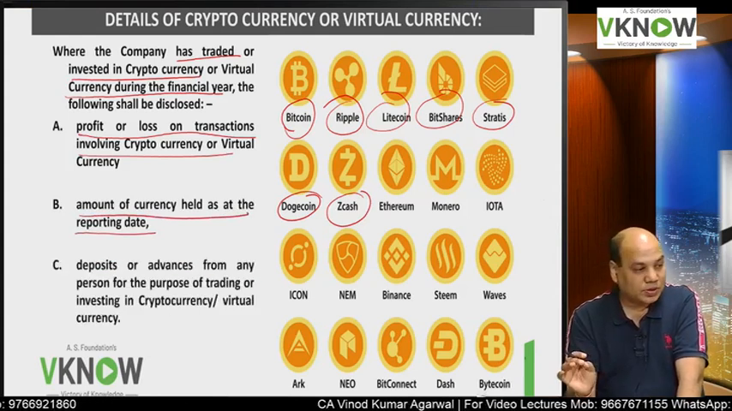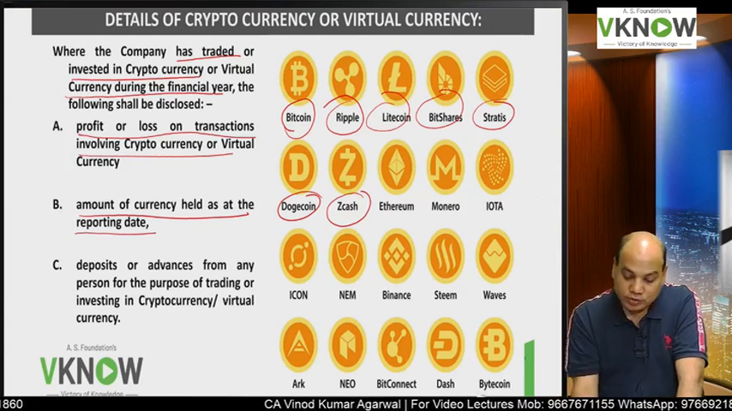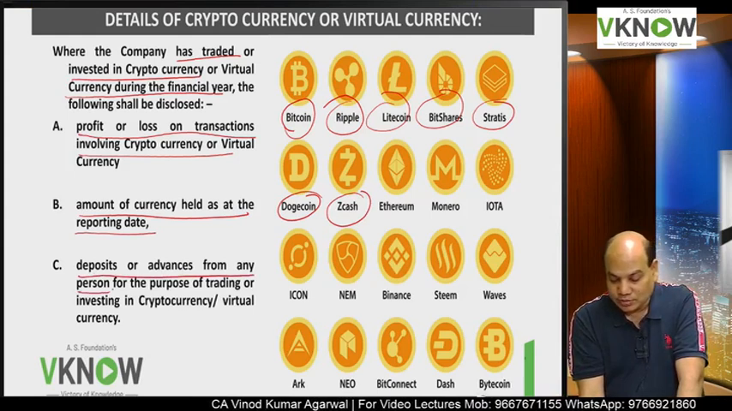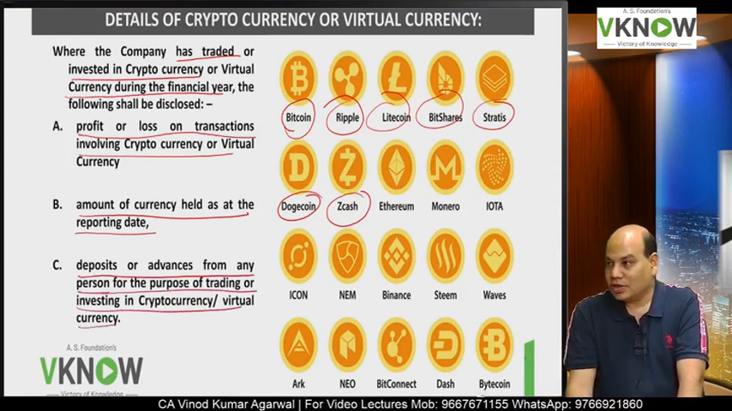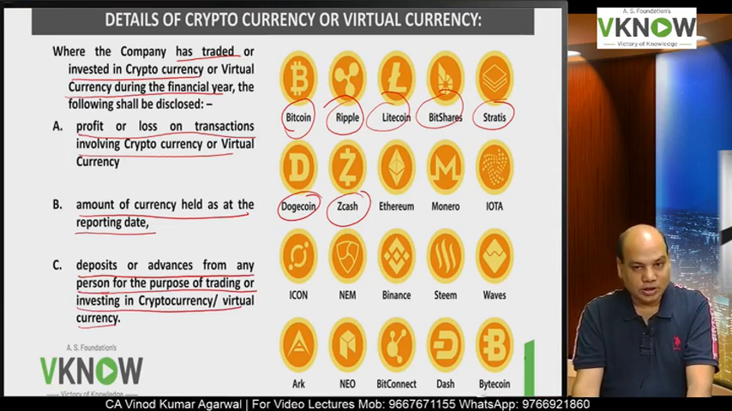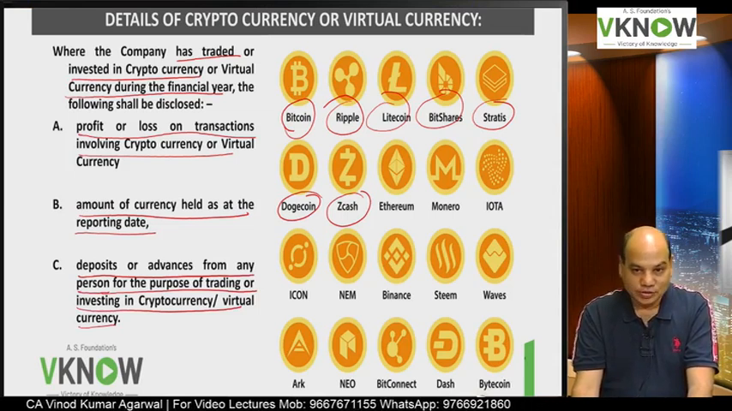So you have to also specify how much cryptocurrency you are holding, and if you have received deposit or advance from any person for the purpose of trading or investing in cryptocurrency, even that will be disclosed. So let your user know that you are doing this activity also. Right, wrong is a very debatable issue. Okay.